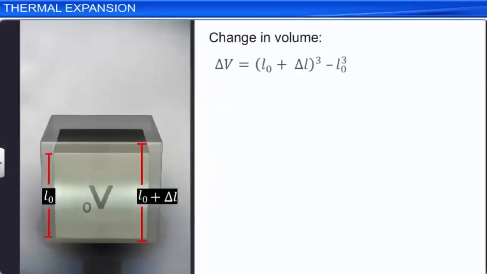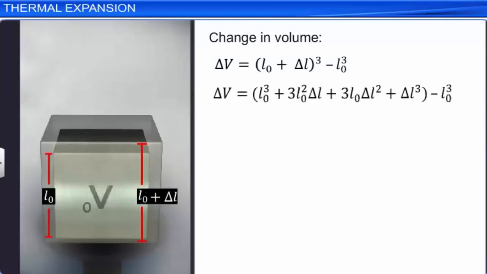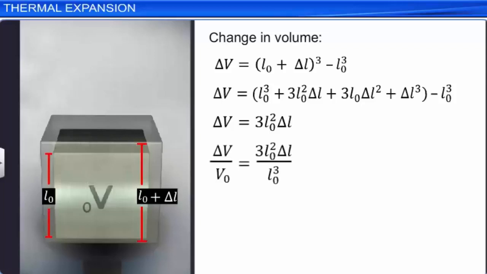Change in volume delta V equals (L naught plus delta L) whole cube minus L naught cube. This is equal to L naught cube plus 3 L naught square delta L plus 3 L naught delta L square plus delta L cube minus L naught cube. The terms delta L square and delta L cube can be ignored as their values are negligible. Then we get delta V is equal to 3 into L naught square into delta L. Now by dividing delta V by V naught, we get 3 into L naught square delta L by L naught cube. On further simplifying, we get alpha V equals 3 alpha L. Let this be equation 2.